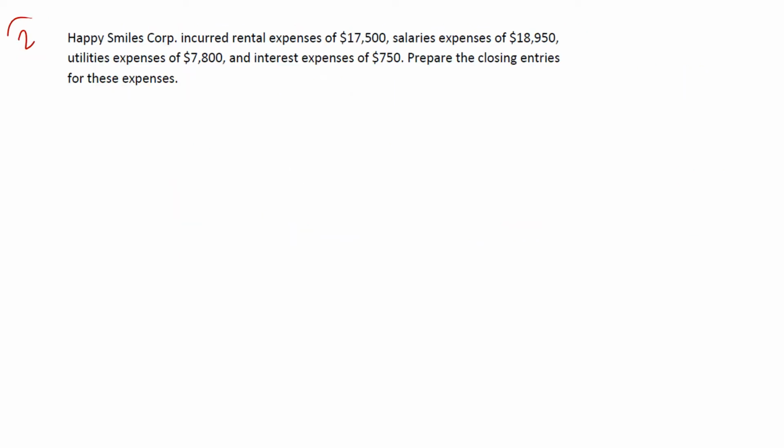The second closing entry: Happy Smiles Corporation incurred rental expenses of $17,500, salaries expenses of $18,950, utilities expenses of $7,800, and interest expenses of $750. Prepare the closing entries for these expenses. So the second closing entry is always to close expenses to income summary.